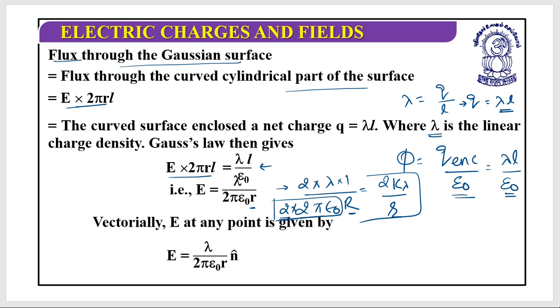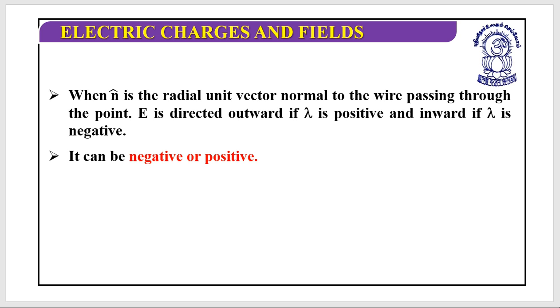The electric field for an infinite wire, I should say, electric field for an infinite linear charge density, will be calculated as 2k lambda by r. If I write this according to the vector, it is lambda divided by 2 pi epsilon naught r into unit vector n.